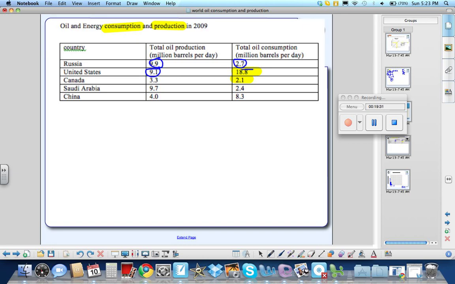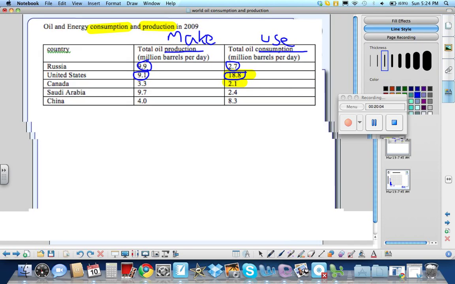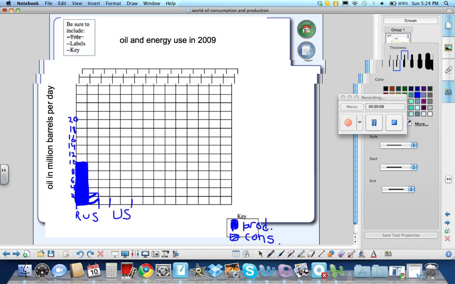18.8 is consumption. Again, consumption is what we use, where production is what we make. So something to think about. We make 9.1 million barrels per day of oil. We consume or use 18.8 million barrels per day. That's what we're going to draw with a bar graph.